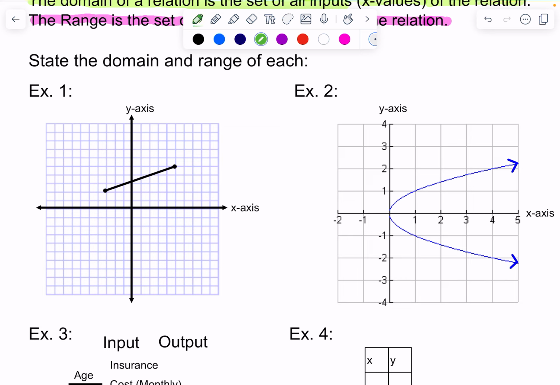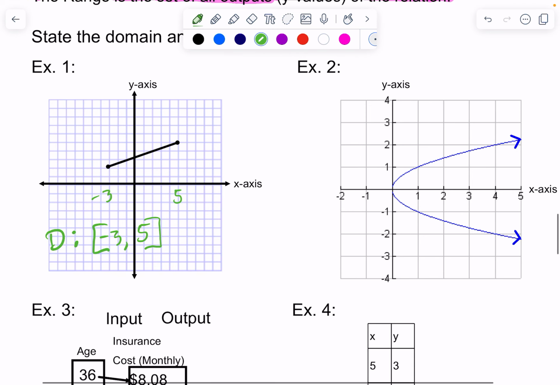So my domain here, as you can see, my furthest left value here is -3. My furthest right value here is 1, 2, 3, 4, 5. So my domain is going to be between -3 to 5. Notice I use brackets because the points here that I displayed are solid. If they were open circles, then I would have used parentheses.